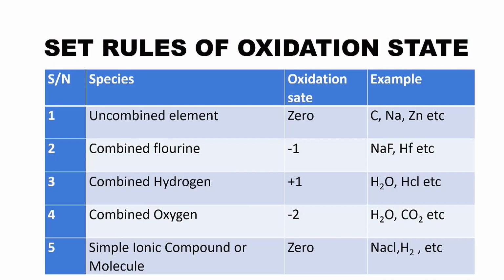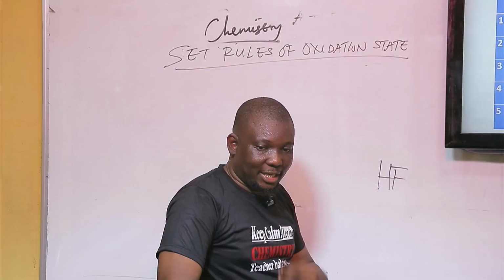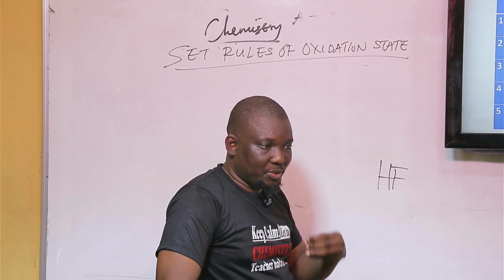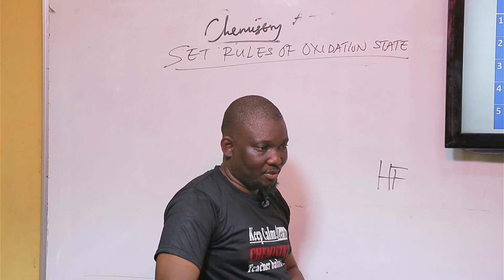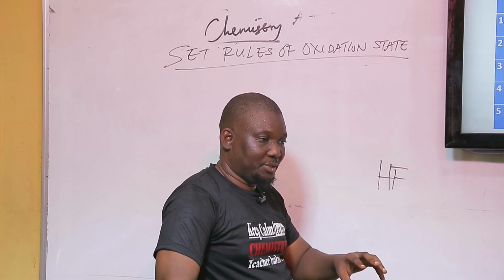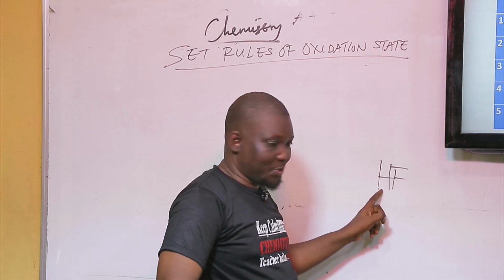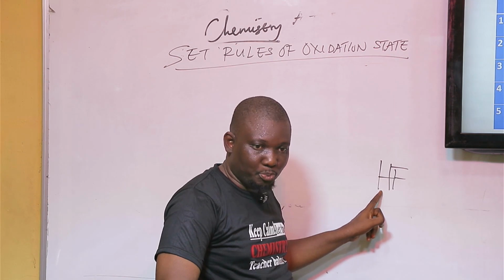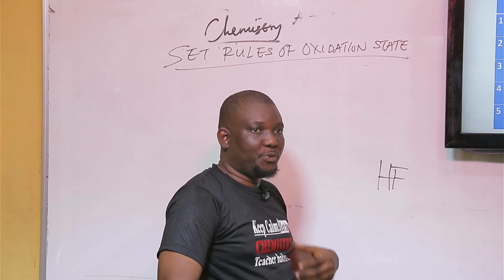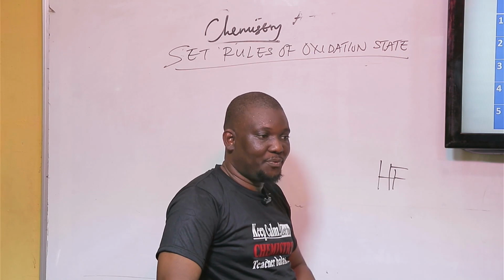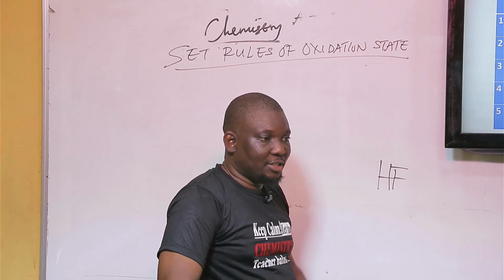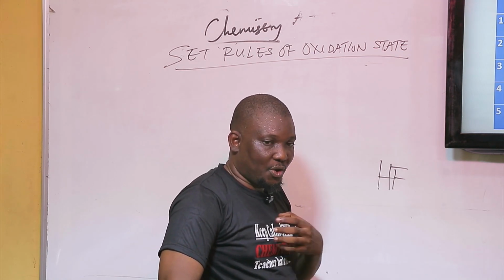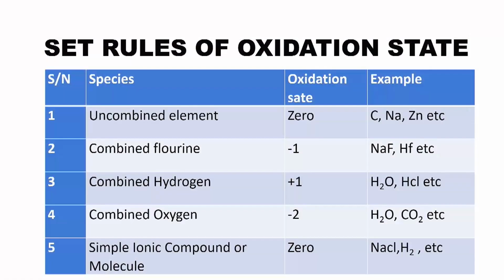And then for combined hydrogen, the oxidation state of combined hydrogen is what? +1. In any compound of hydrogen, the oxidation state of hydrogen has always been +1. Then for combined oxygen, or every compound of oxygen, the oxidation state of oxygen is what? -2. It is a set rule.